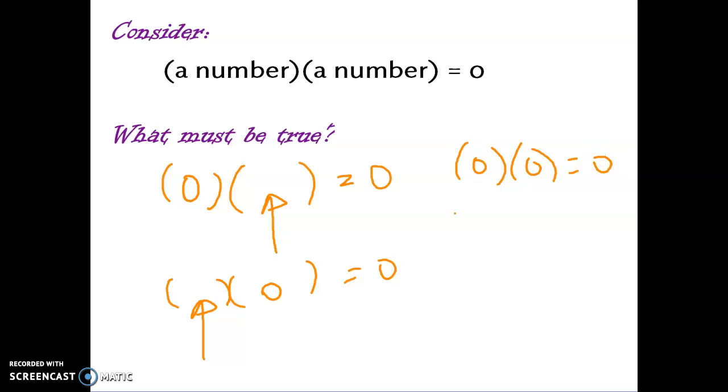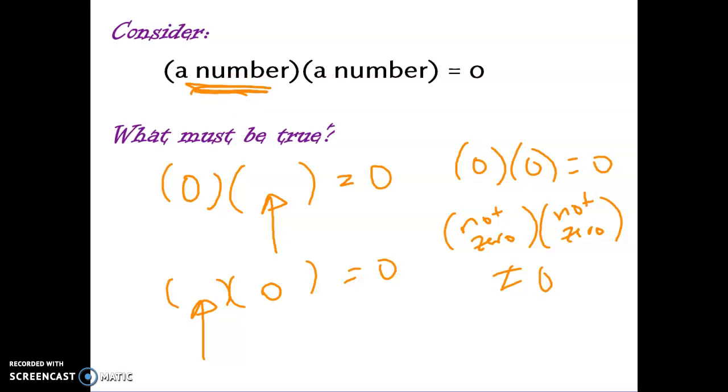But if I have two numbers that are not 0, so let's suppose this number is not 0, and also this number is not 0. So 2 times 3, or negative 5 times 7, or 3 halves times negative 5 sevenths, it doesn't matter. If I have two numbers that are not equal to 0 and I multiply them together, my answer is not 0 either. So in order for the zero product property to give me an answer, either this number must have been 0, or this number must have been 0, or they both were 0. There's no other way to end up with a 0.